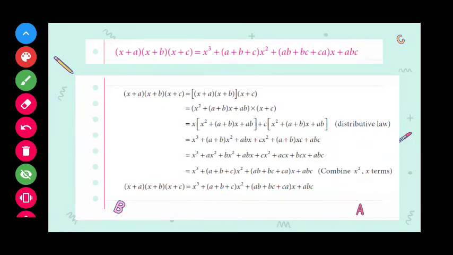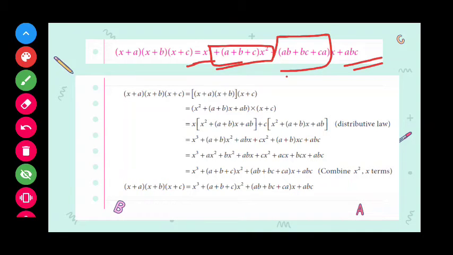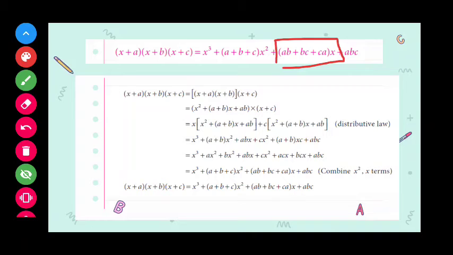So see, first thing is x cube and the last thing is abc, this you understood. Then another term you should write in the middle, which is a plus b plus c into x square. Then another term is ab plus bc plus ca, all possible variations you can get. One is ab, another one is bc, another one is ca, all possible variations, into x plus abc.